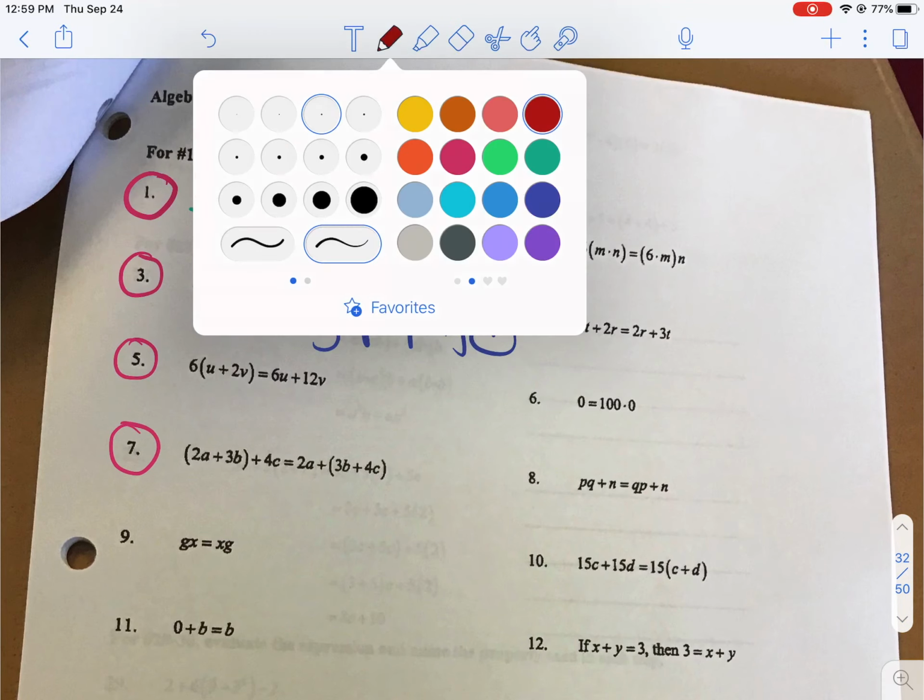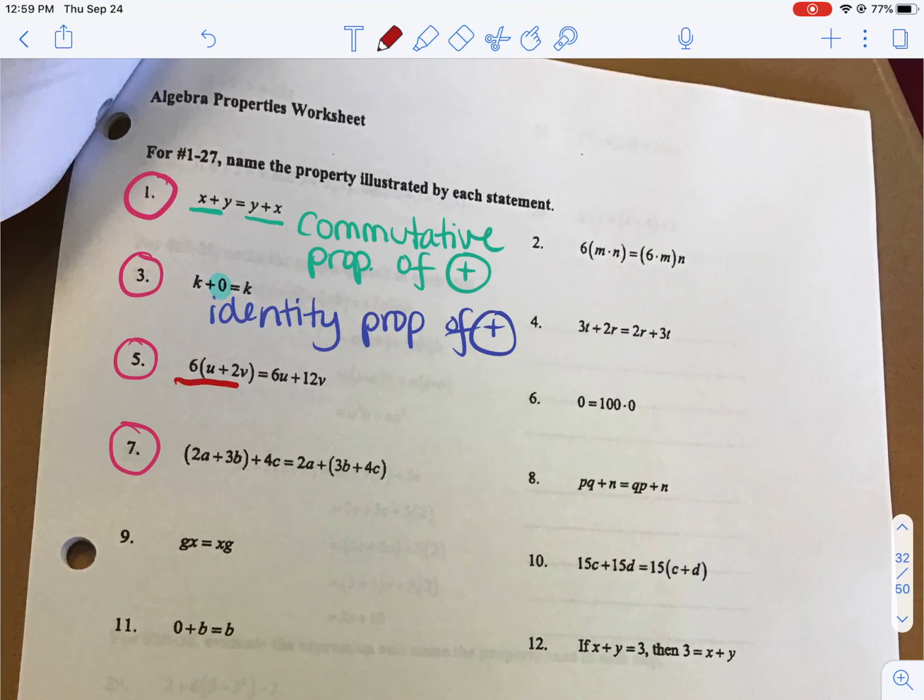Okay. Now, as soon as you see parentheses, this side has parentheses, this side doesn't. Let's just check. 6 times u, is that 6u? Oh yeah. 6 times 2v, is that 12v? 6 times 2 is 12. So this is our good old friend distributive property.